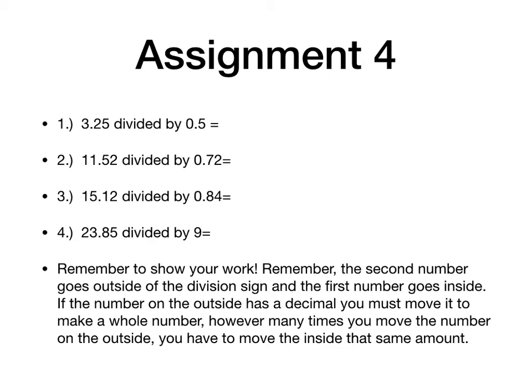Okay? So for number 1, you have 3.25 divided by 0.5. That 0.5 is going to be on the outside, so you would move that decimal place over 1, and it would be 5. So then you'd have 32.5 divided by 5 as your new problem. So I know it's kind of tricky. There are tutorial videos on how to do this on my YouTube channel if you're confused, or you can always message me on Google Classroom or through email and I'll respond.